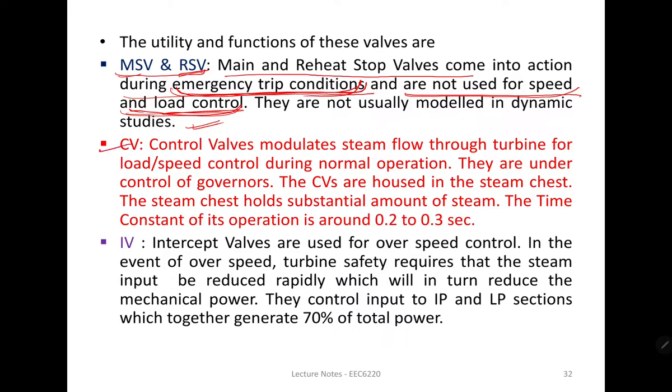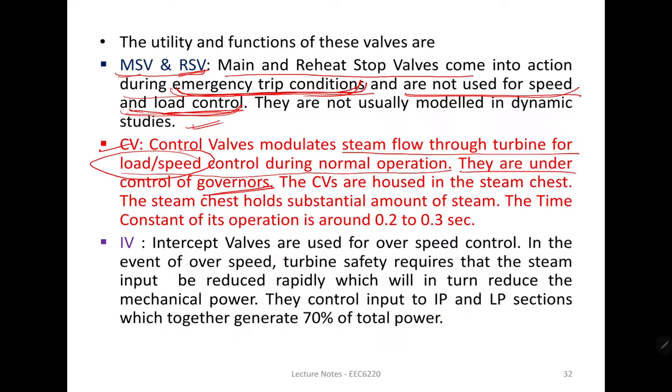Whereas CV, control valve, it modulates steam flow through turbine for speed control during normal operation. Normal operation के दौरान इस valve के through we just control the load and the speed, all right. So they are under the control of governor. Governor के through इसको control किया जाता है, okay.